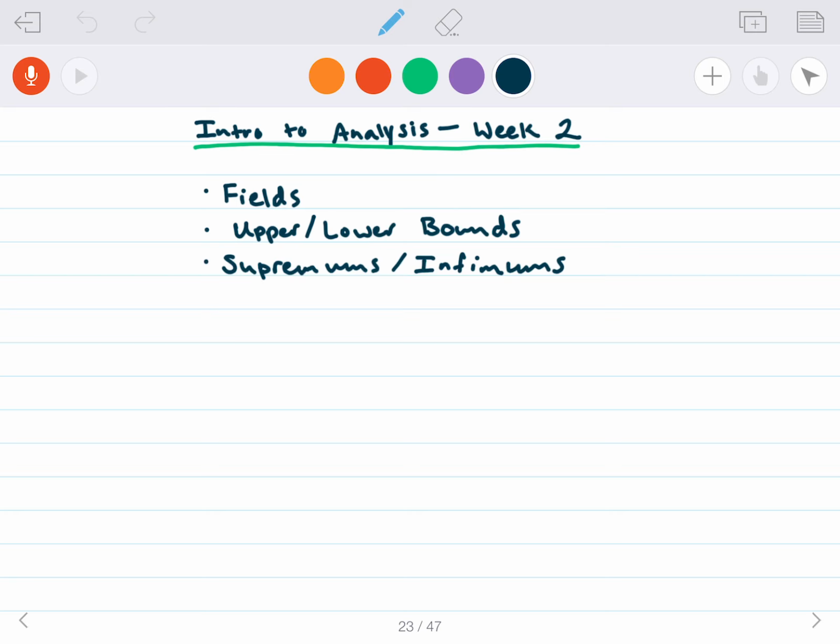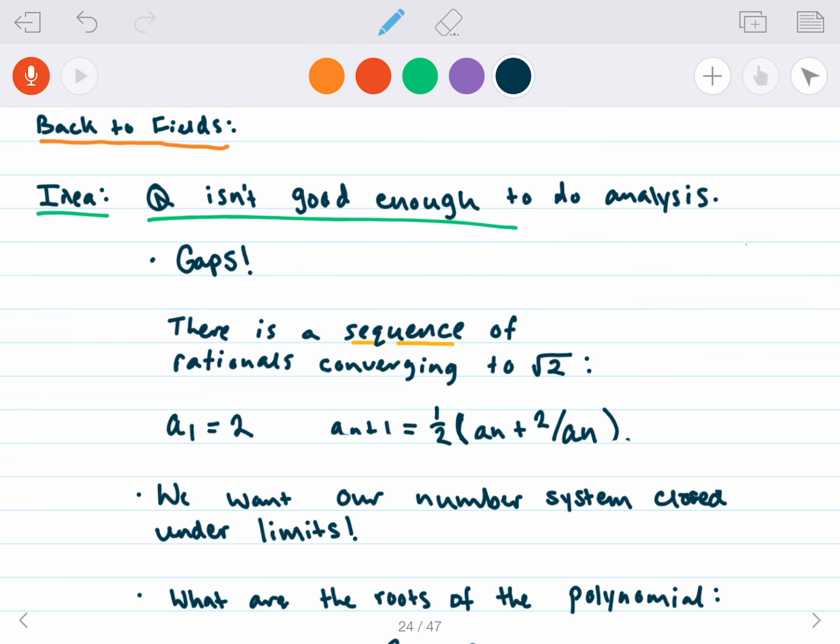In the last lecture, we left off on fields. We're going to pick back up there. We're going to talk about upper and lower bounds and supremums and infimums. Depending on where we are time-wise, I might add some things at the end of this video. Okay, so back to fields.